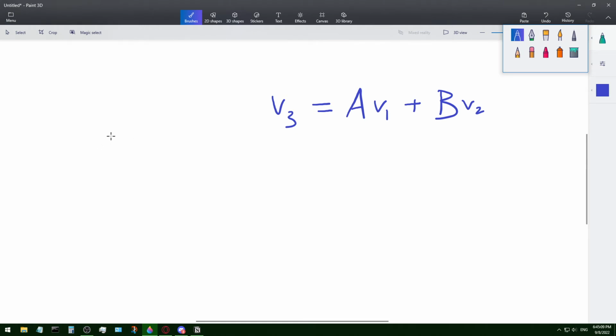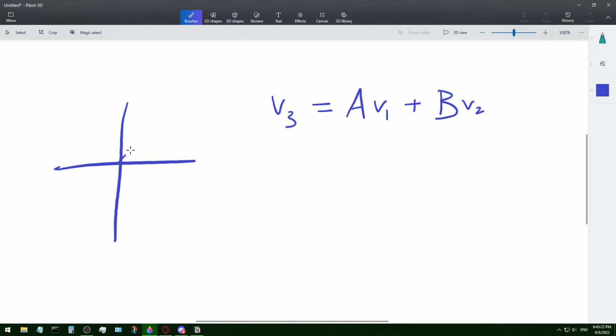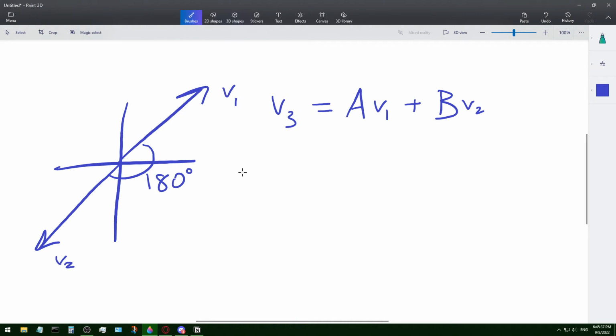Now, I'm not sure if the zero vector is a special case, but I'm just going to assume that those two are dependent. All right. So now another question: what if we had that and that? So V1, V2 over here, and let's say these have a 180-degree angle between them, or pi radians. If we have that angle, can we reach every single point on the plane?